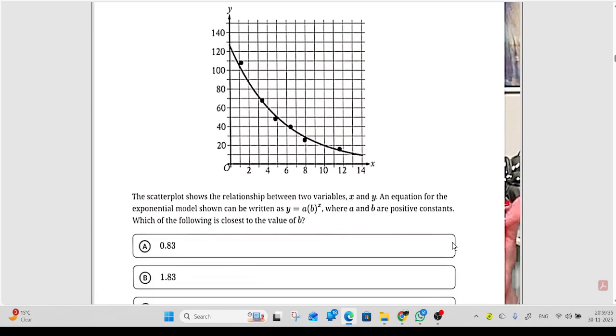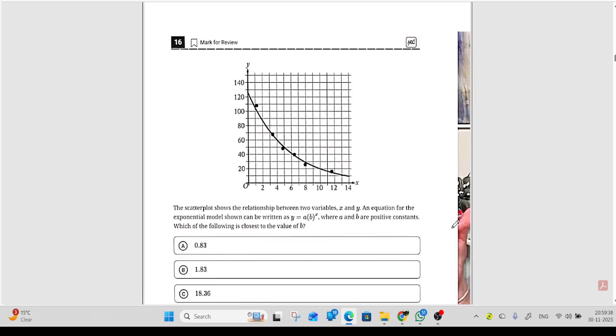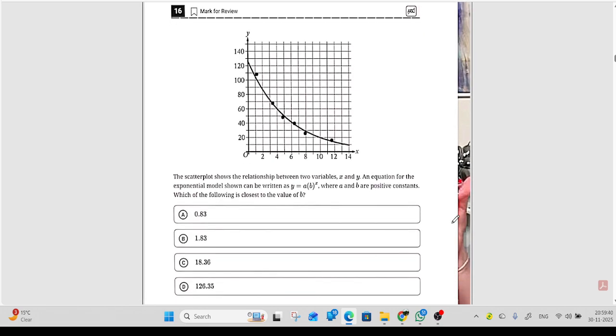Okay, let's see our next question. Let me check the options. So this graph is given, and it says the scatter plot shows the relation between two variables x and y. The equation for the exponential model is shown. A and b are positive constants. Which of the following is the closest to the value of b?